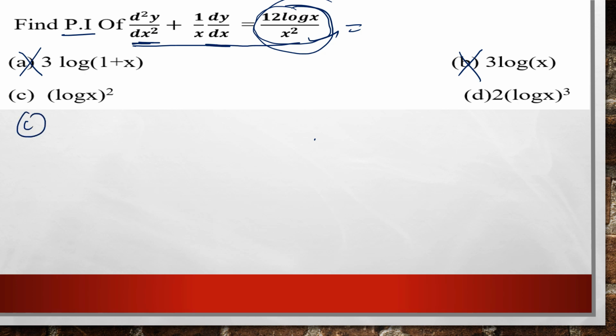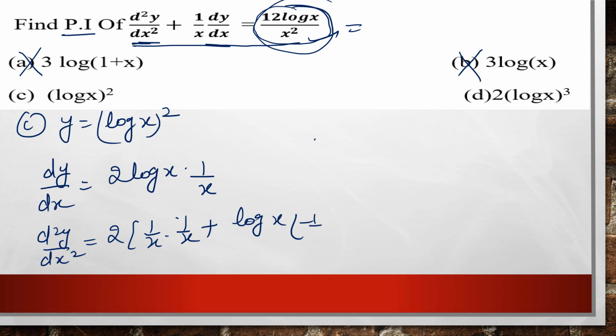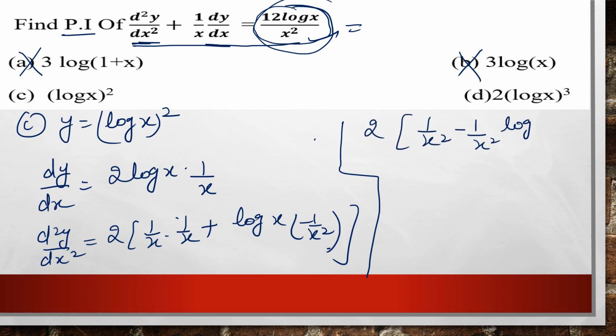Now option number C. This is giving you y is equals to log x whole square. So what is dy over dx? Dy over dx is 2 log x into 1 by x. Now what is d square y over dx square? This is giving us 1 by x into 1 by x plus log x into minus 1 by x square, right? So if I solve this, this is equals to 2 by x square minus 1 by x square log x. So you can just write it like 2 over x square into 1 minus log x.